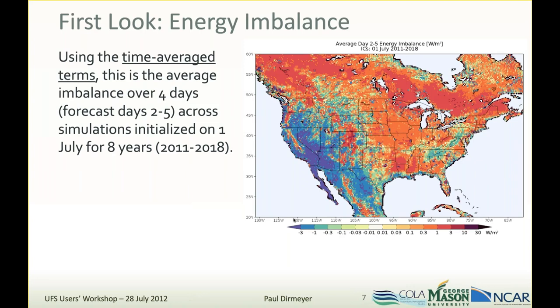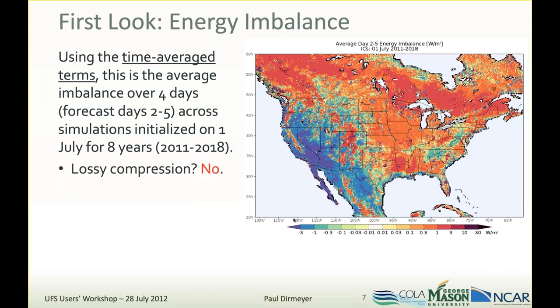Using the time average terms, this is the average imbalance over forecast days 2 to 5, averaged across multiple years, just to make sure this isn't some sort of a one-off problem. And we see this pretty steadily across all 8 years. Imbalances, if you can't read the scale, are mostly in the range of plus and minus up to 3 watts per meter squared.